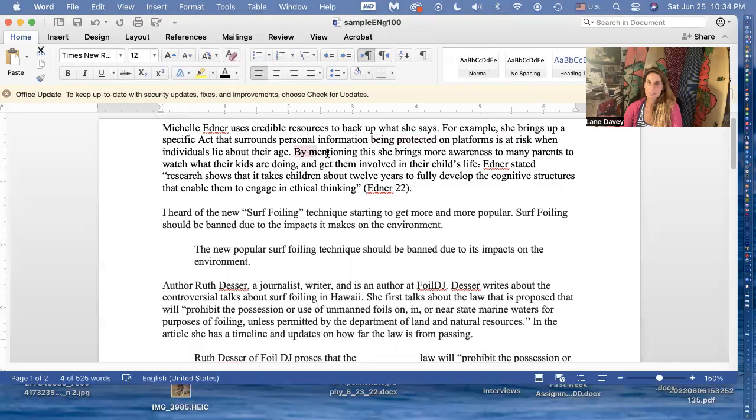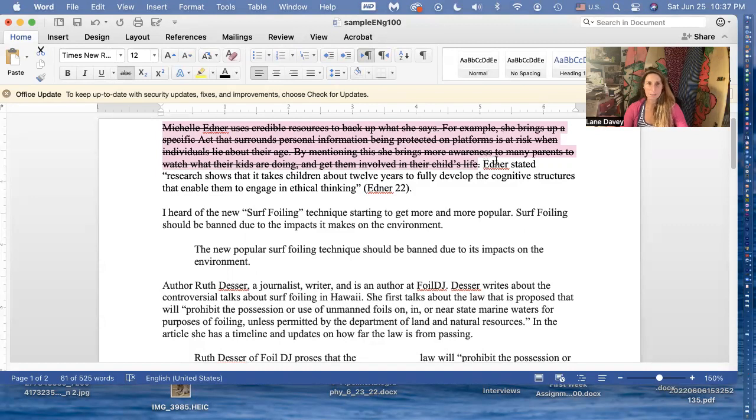There's something missing. You have to edit your guys' work. By mentioning this, you don't need to say by mentioning this, get rid of this. Being protected on platforms is at risk when individuals lie about their age, which brings more awareness to many parents. Get rid of this whole part. So this is the kind of editing you have to do. But really all you need to say, this is you. This should be your statement. What do you think about the subject? You make a statement. What is your thesis statement? And then you back it up with Edner.